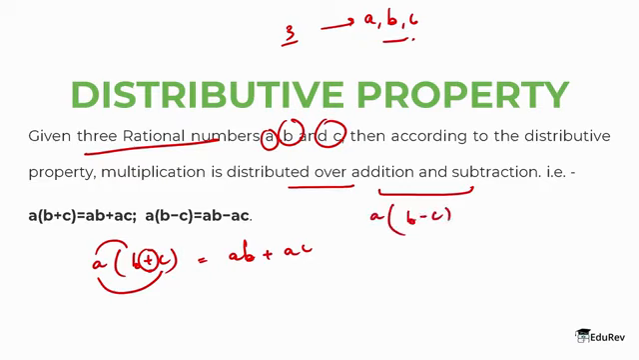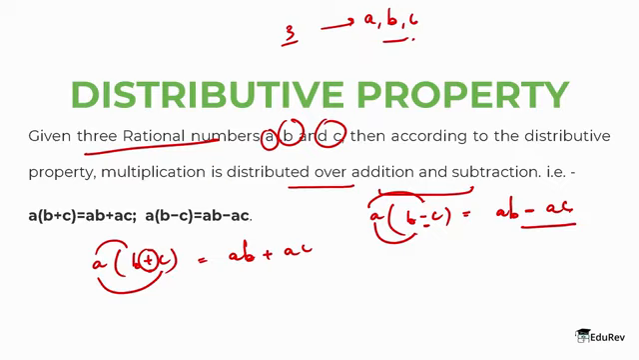That is, A into B minus C can be written as A multiplied by B, then writing the subtraction operation, and then multiplying A and C, so AC. So this is basically the property of distribution. It says that if I have three rational numbers, then multiplication will distribute over addition and subtraction. I hope you have understood this as well.